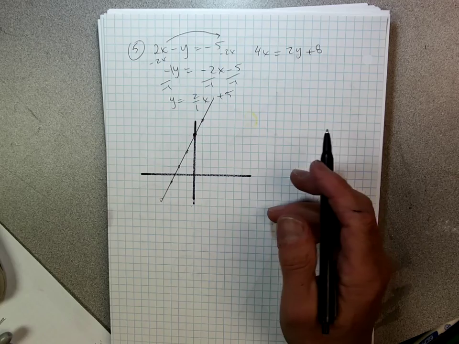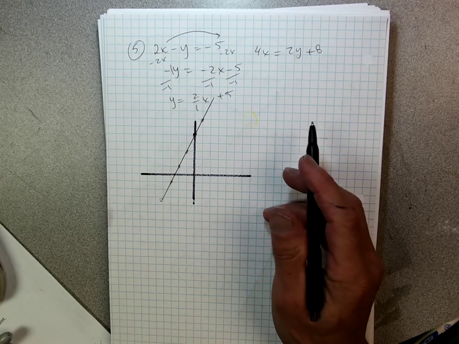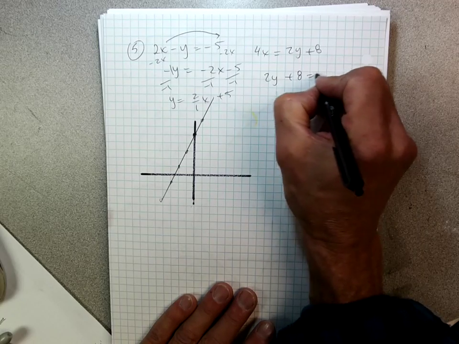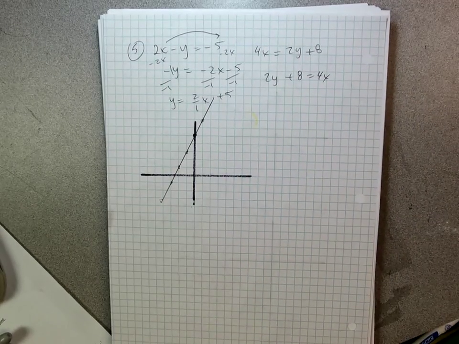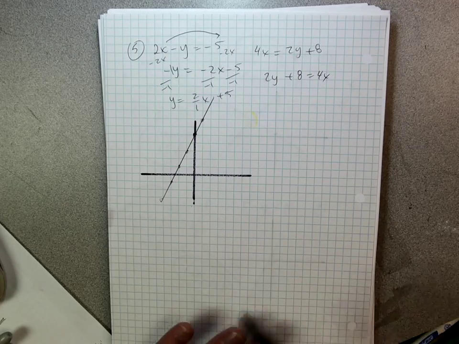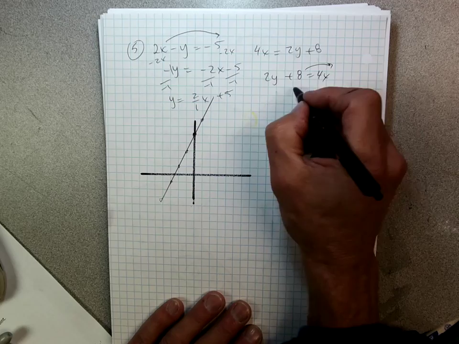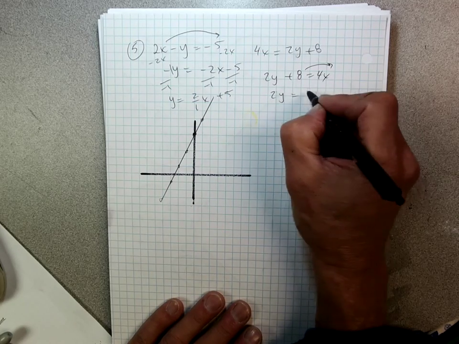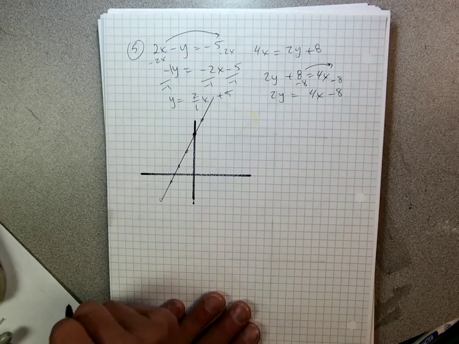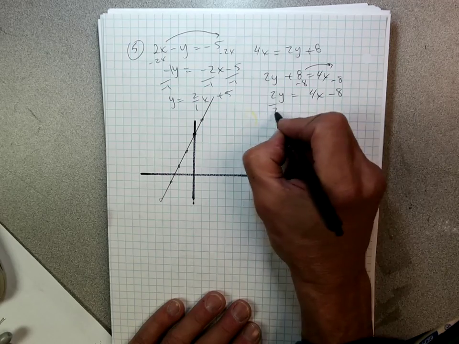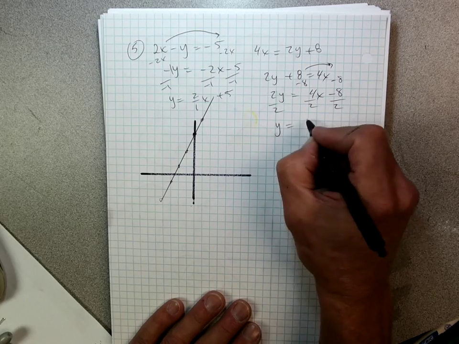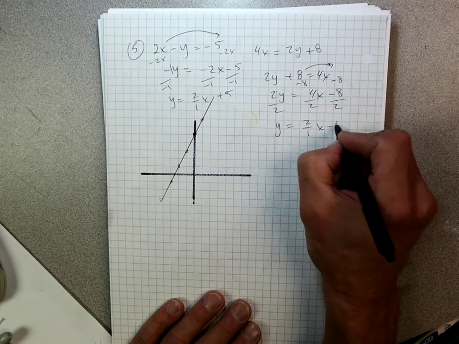Second graph, I have to solve for y. I can either solve it backwards or rewrite it. Sometimes it helps kids if you write it as 2y plus 8 equals 4x. Same thing, isn't it? I just wrote it the other way because most kids like y on this side, right? So let's bring over the 8. Subtract 8. I got 2y equals 4x minus 8. Divide by 2. Y is equal to 2 over 1x minus 4.